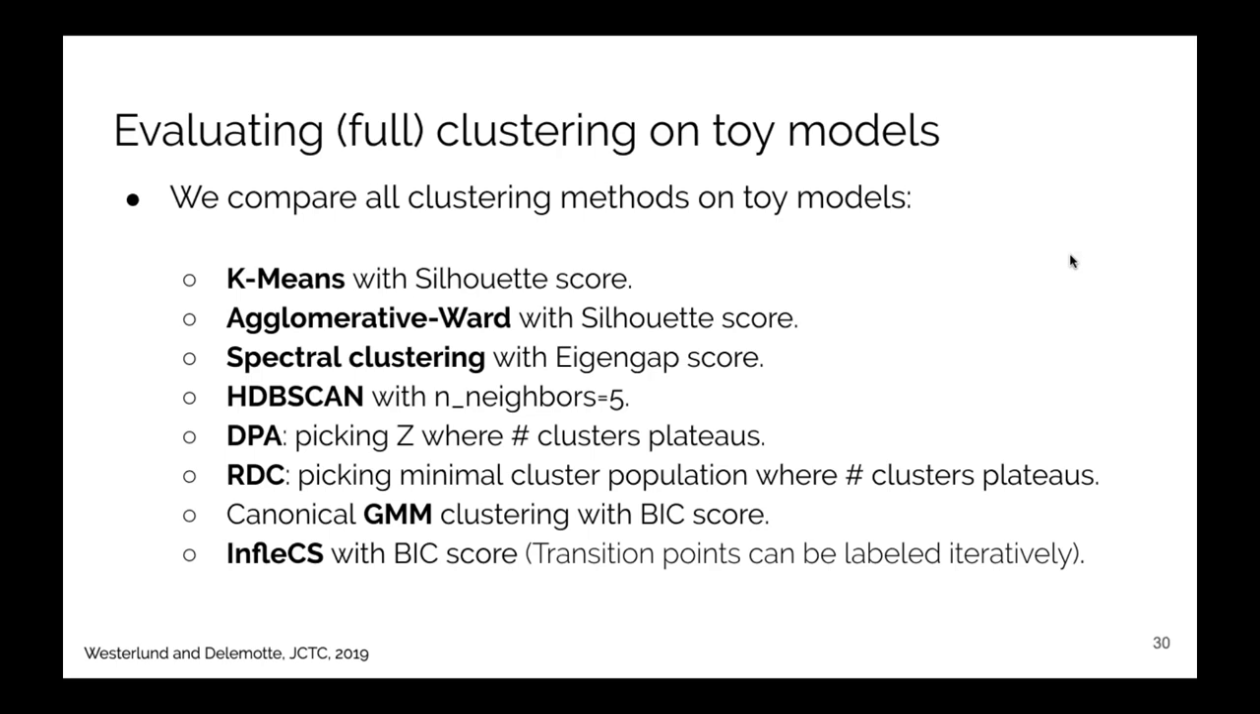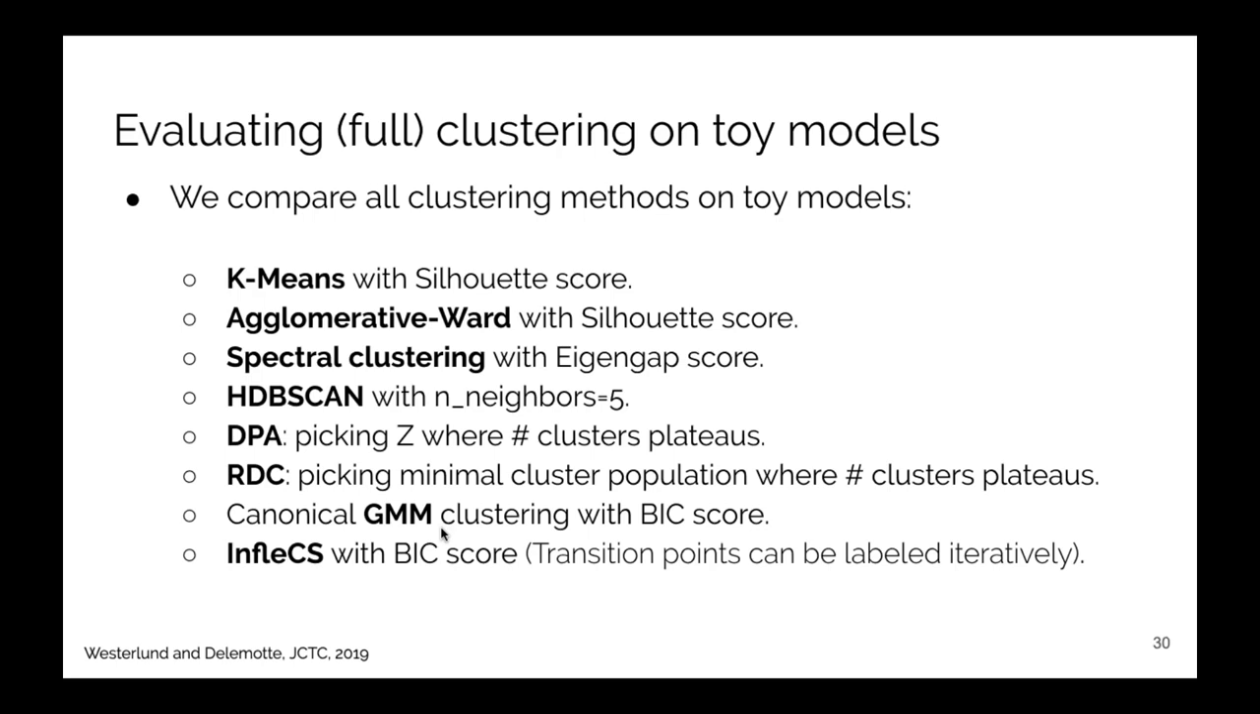and try to let the data give us the clusters. So for example, for k-means, we will use a silhouette score, and we will use the same for agglomerative clustering with the Ward criterion to select the number of clusters. For spectral clustering, we will instead use the eigengap score. In general, we're using recommended settings and default settings, so we're not optimizing these methods on the data. This goes for all of these methods. We're just trying to see how well we can do if we don't know anything about the structure of the data. For DMM and InfleCS, we will use the BIC score to decide on the number of Gaussian components.